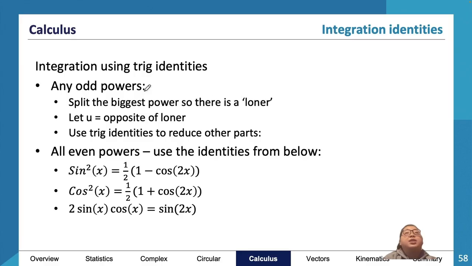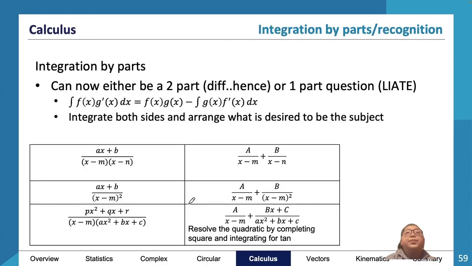In terms of trig identities, always split the biggest power. So there's a loner, let u equal the opposite of the loner, and then use trig identities to reduce the other parts. And these are the values for the even powers to help you do what you need to do.